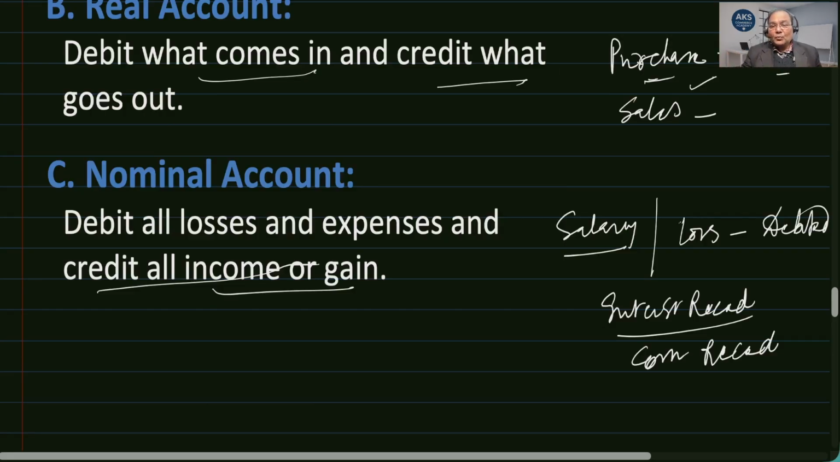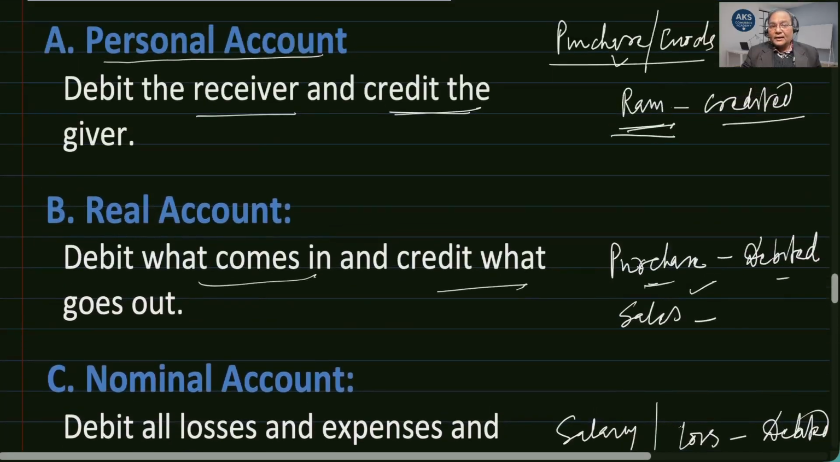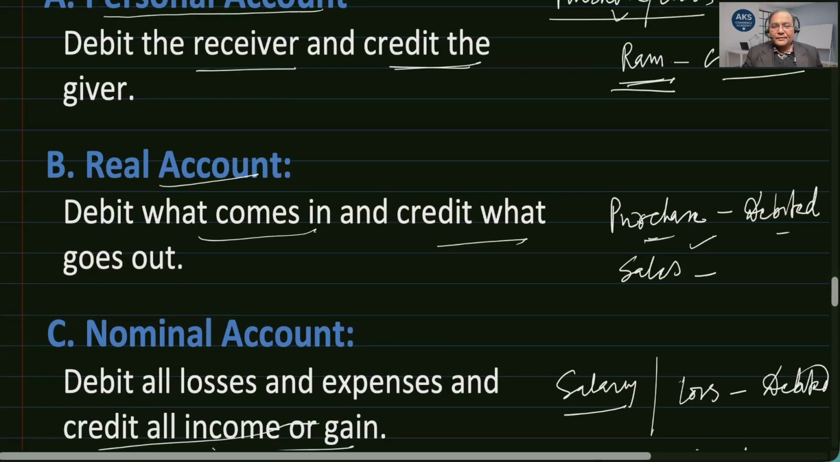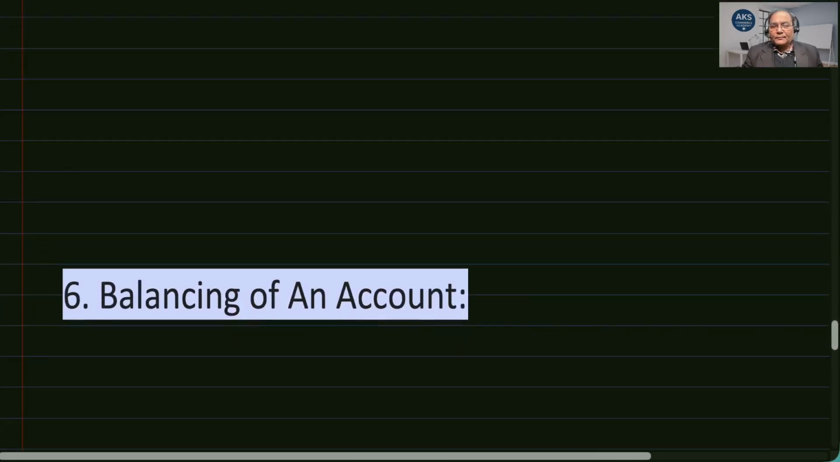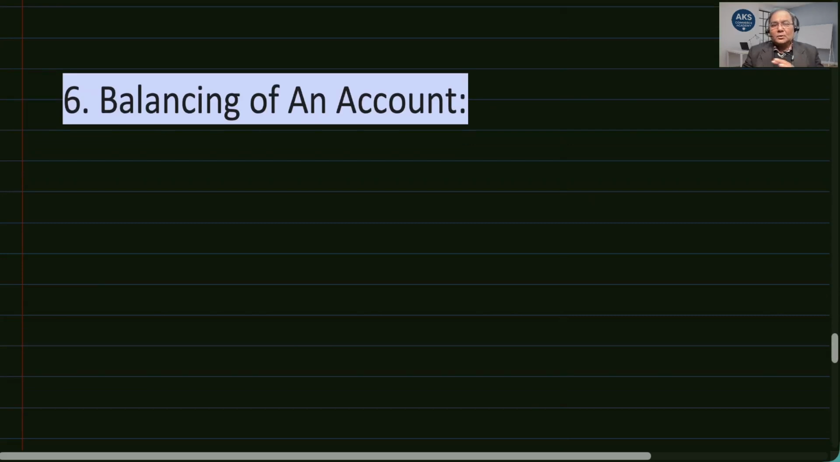So we have seen what are assets, real account, personal account, and nominal account. Real account talks about assets, whereas personal account is the individual name, and then nominal account is related to expenses and income. I hope this is understood. Now let's see the next one, balancing of an account. How do we do the balancing of an account?